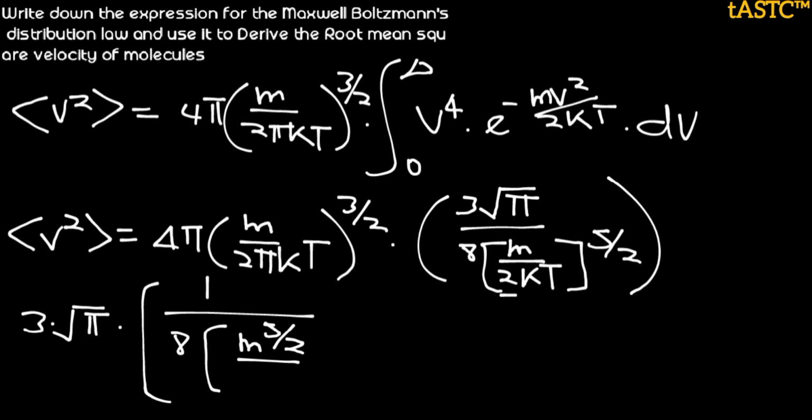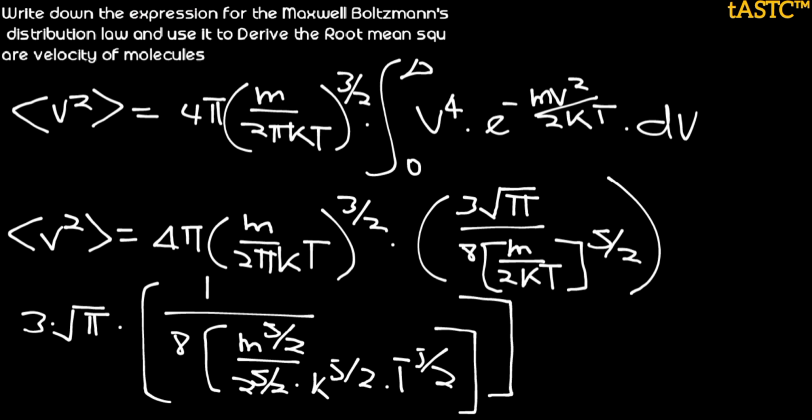Now how can we do it? From the laws of indices, we know that it is very possible for us to take this power and apply it on every term within that bracket. So this should be 2 to the power of 5 halves, and here we're going to have k to the power of 5 halves. We also got t to the power of 5 halves. Now this is what we're going to have.